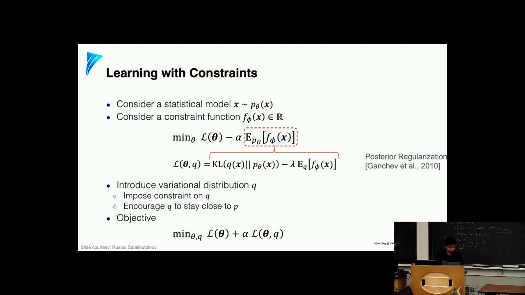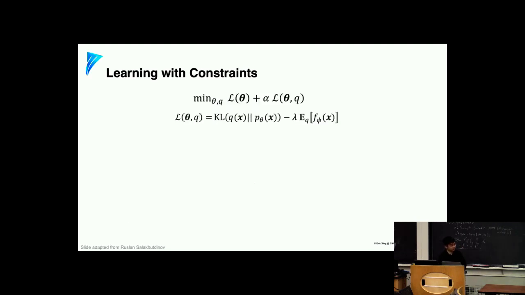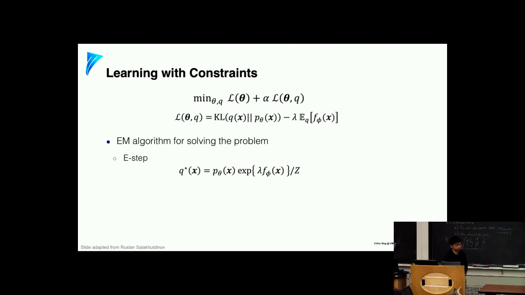Now the objective comes like this. This is the regular objective, and we add this variational objective here, and we minimize these two together. We will see this objective is pretty easy to optimize. How should we optimize this? We can use the EM algorithm. We are already familiar with this algorithm.